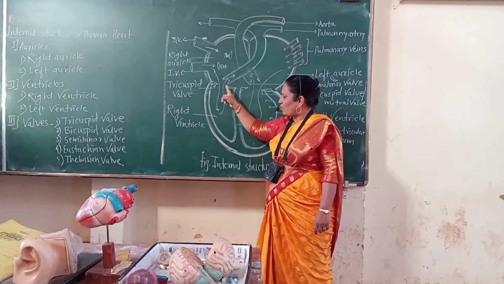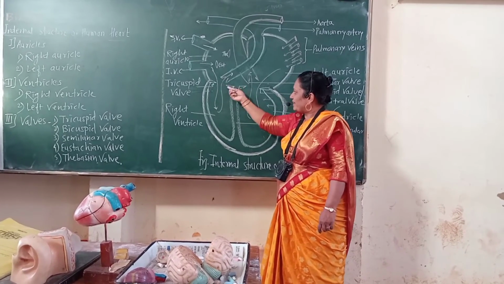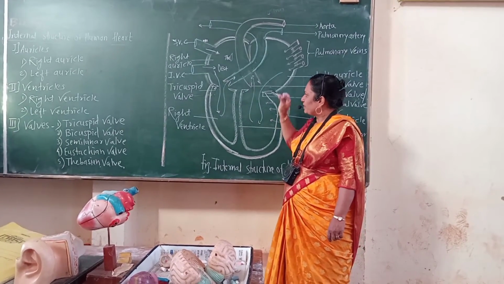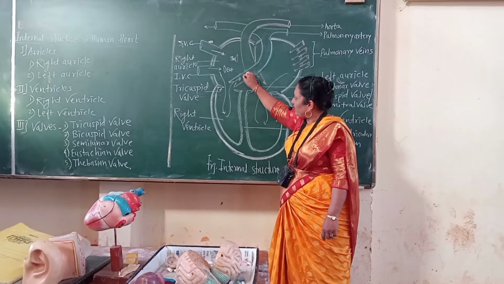That is the reason the opening and closing of the tricuspid and bicuspid valves takes place here. Semilunar valves also keep blood flowing in one direction.